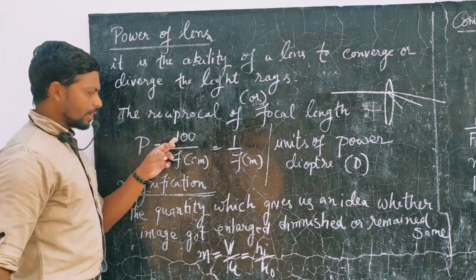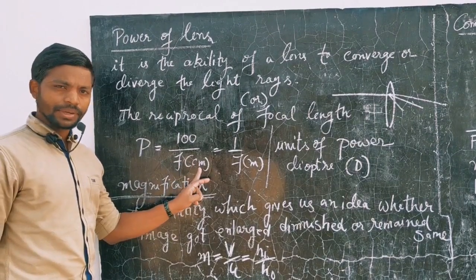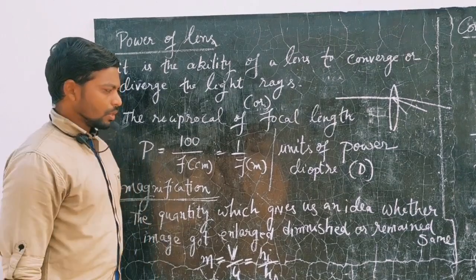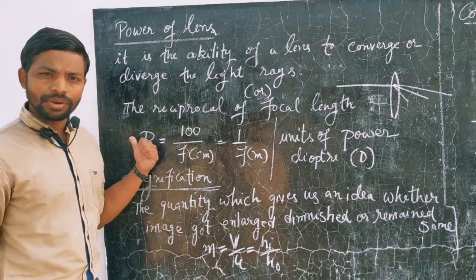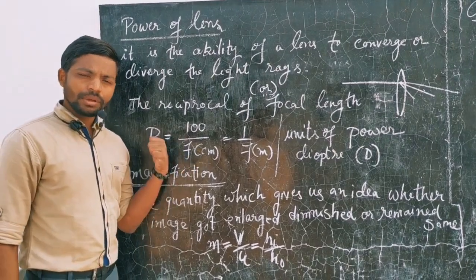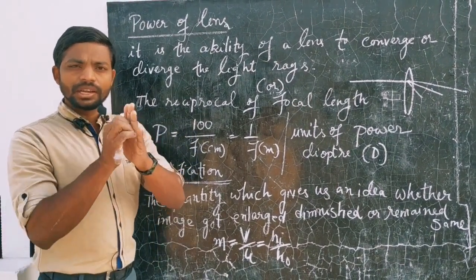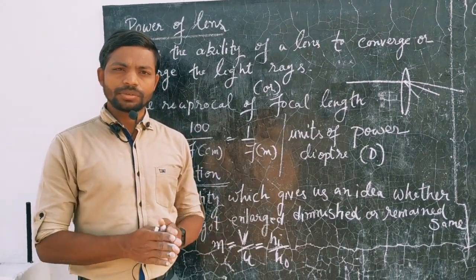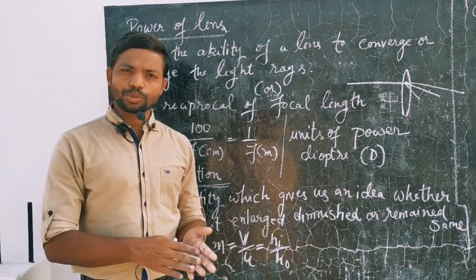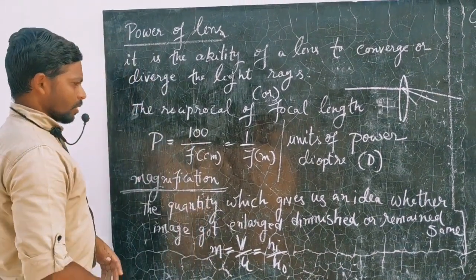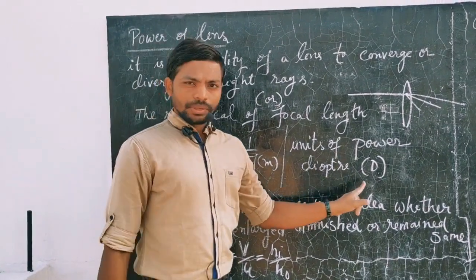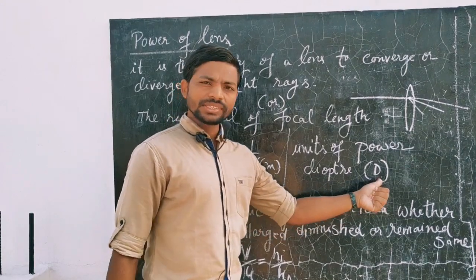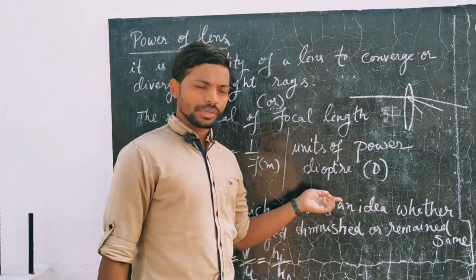P is equal to 100 by f if focal length is in centimeters, or it is equal to 1 by f if f is given in meters, right? So if focal length is positive, power is also positive. If focal length is negative, power is also negative. So it's very clear. Generally we know for a biconvex lens, focal length is positive, so power also will be positive. For a biconcave lens, focal length is negative, so power is also negative, right? The unit of power is diopter. When you're writing in full, small d, diopter. When you're writing only the symbol, capital D. That's the rule of units, right?